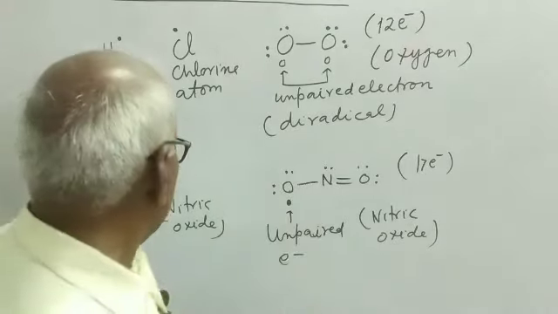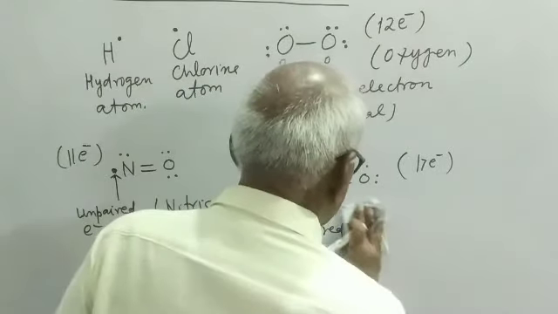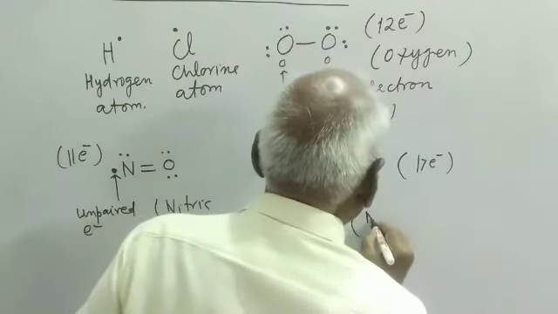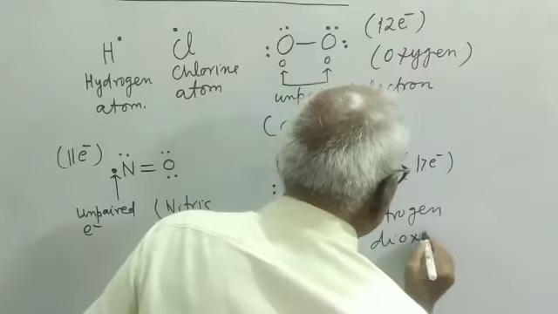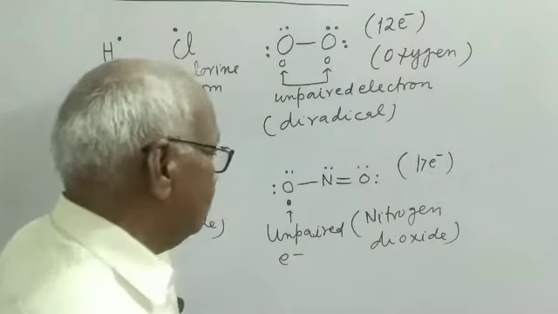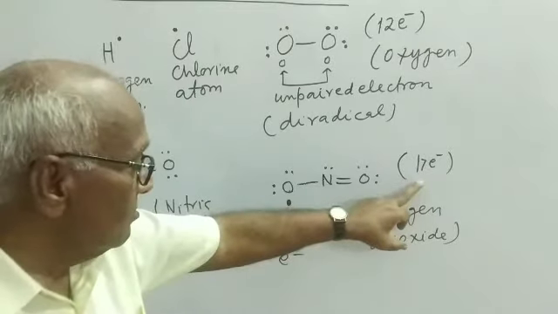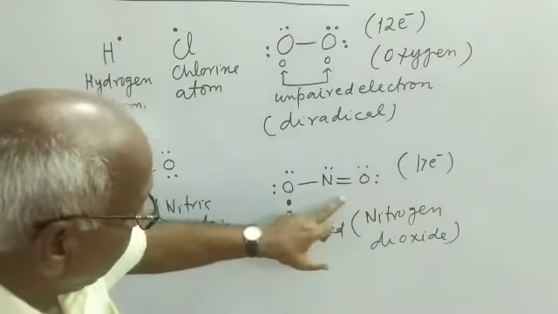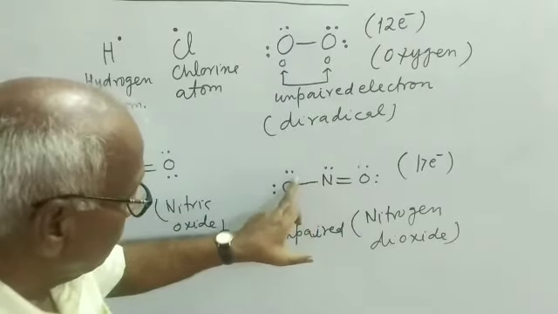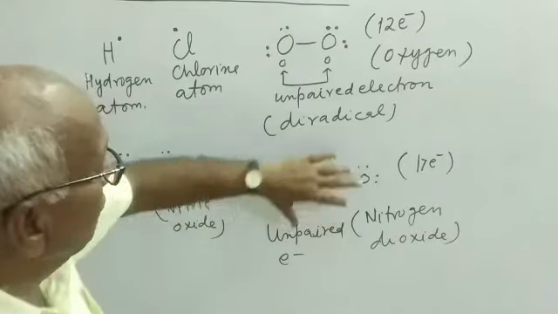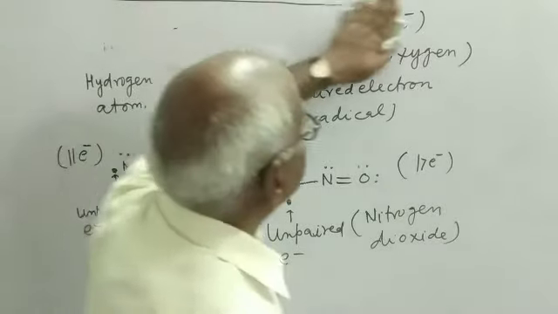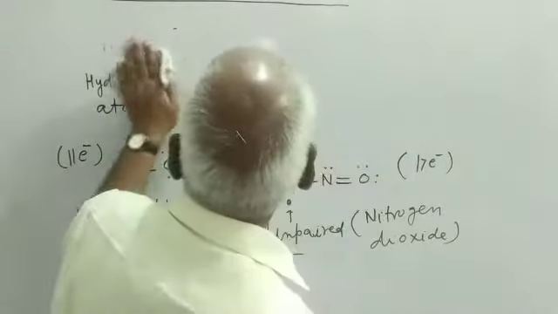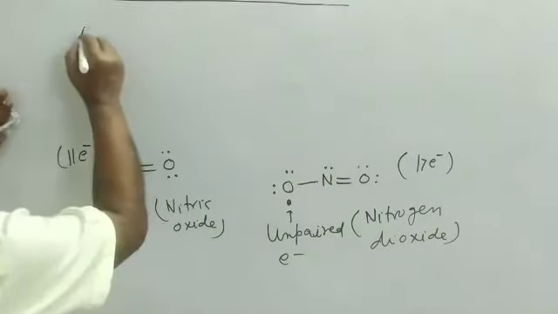In case of nitrogen dioxide, this is not nitric oxide, nitrogen dioxide. Total number of electrons in nitrogen dioxide is 17. Out of 17 electrons, 16 electrons are paired, 2, 2, 4, 2, 2, 2 and 2. This is the unpaired electron. So all these examples belong to inorganic chemistry. They are not reaction intermediates. Our study is to focus only on the carbon free radicals.